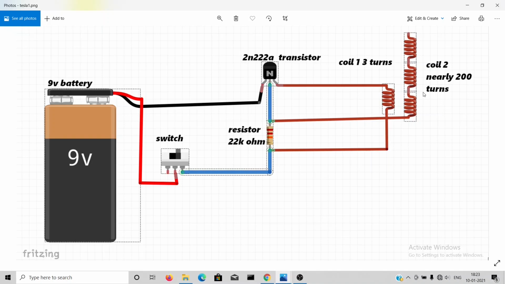Now let's see how the fluorescent bulb glows when it is brought near the Tesla coil. Though the upper terminal of the secondary coil is open, there is a capacitance formed between that terminal and the ground, which excites the ions in the fluorescent bulb.